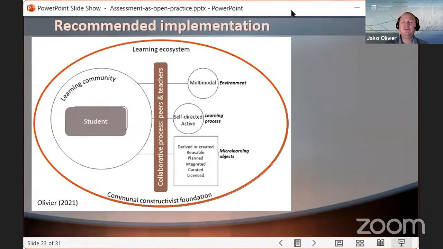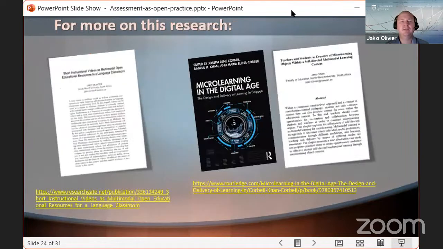All of this happens within a broader sphere or a learning ecosystem that is very multimodal. So it's all about, in this case, students understanding how videos work. So that brings in an interesting element to the process, but also them being able to independently work in creating these resources and then sharing it as a micro-learning object.